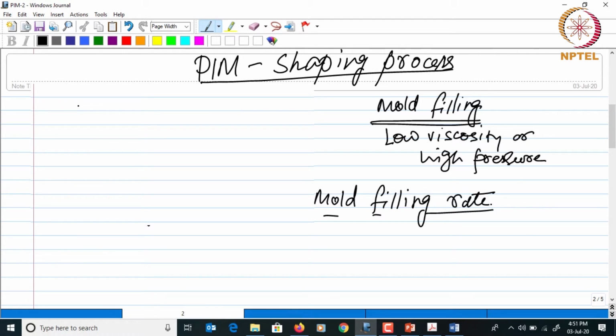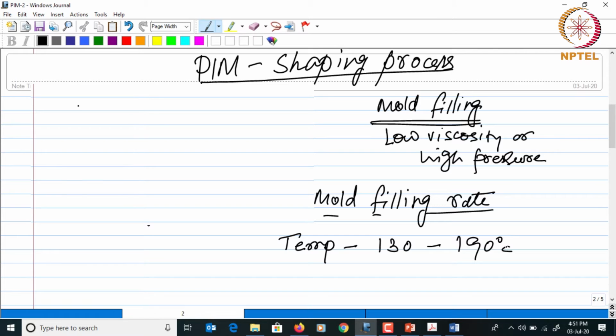In order to make sure that the mixture has enough viscosity, it is heated to a temperature in the range of 130 to 190 degrees Celsius. And a forward thrust of the screw in the barrel injects the molten feedstock into the die.